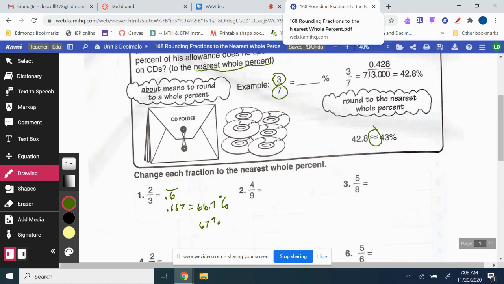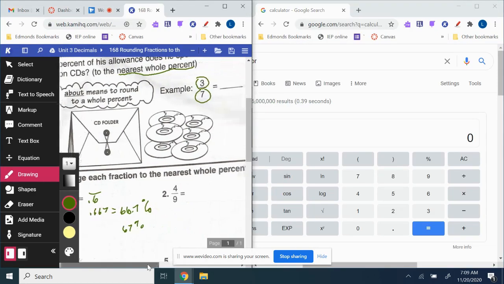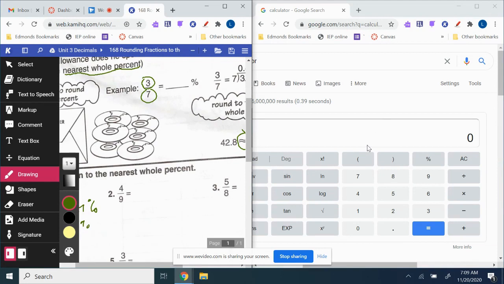Now 4 out of 9 isn't one that I know very well. Let's throw that into my handy dandy calculator, and make sure that you can see the number I'm working on. And I'm going to go really simple. 4 divided by 9 equals 0.4 repeating. So now I know that it's going to be 44.4% or about 44%.